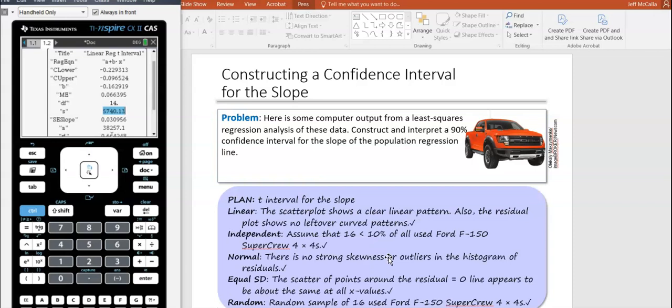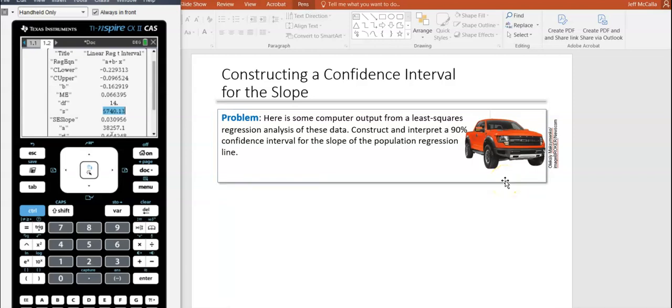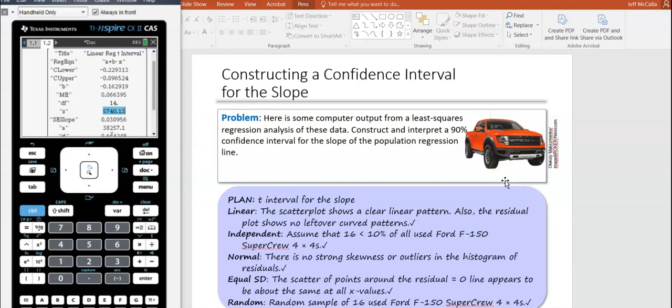Equal standard deviation for the residual plot. If you look at the residual plot, the one on the right, it does look somewhat equal. It looks like about the same spread above the line and below the line, a pretty similar shape. And finally, a random sample was used.